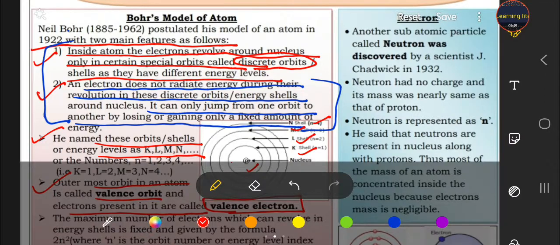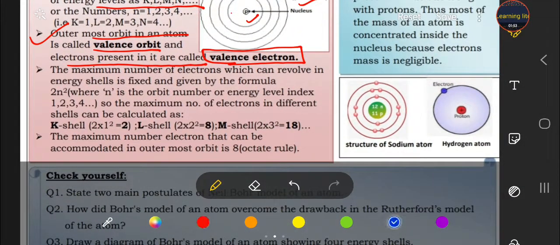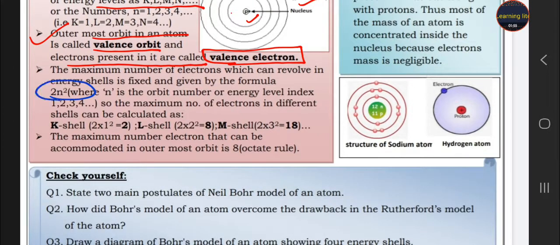And how can we calculate the number of electrons in all these shells? Niels Bohr gave a formula also, that is 2n square. Using this formula, where n is the orbit number or the energy level, you can find the number of electrons. In the K shell, there are 2 electrons. In L, there are 8 electrons. In the M shell, 18, and N 32, and so on.